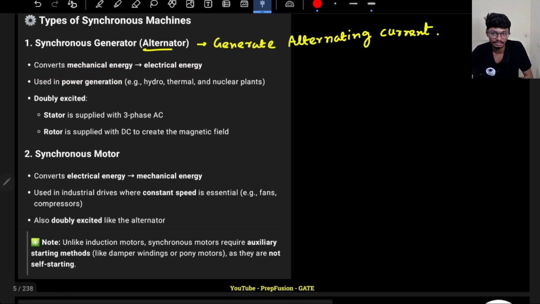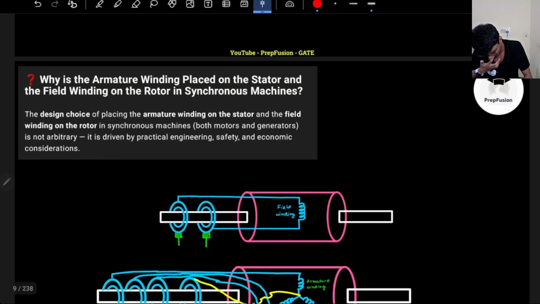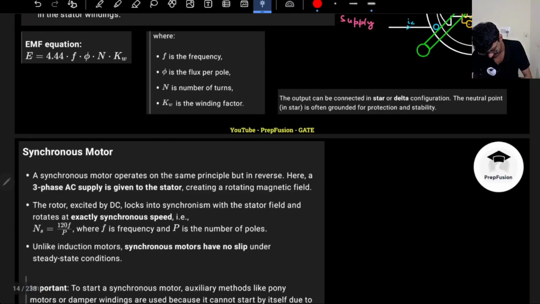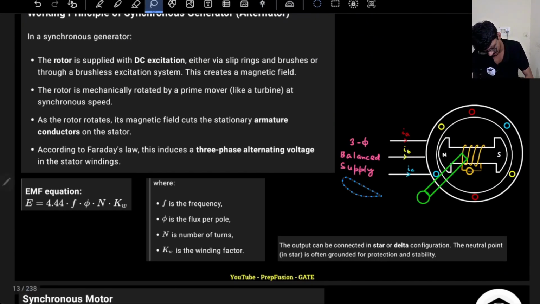So basically in synchronous generators, alternators, we rotate the shaft, and due to that we are able to convert mechanical energy into electrical energy. We will see the working principle in detail, don't worry. I'm just giving you an overview of how it works. Let me search for that. Where is it? I am not able to find it. Yeah, here it is. I was searching for this.